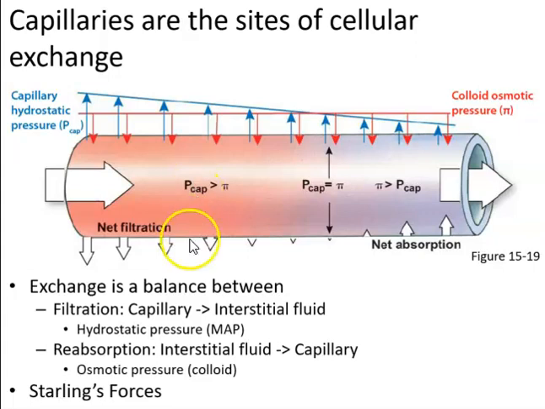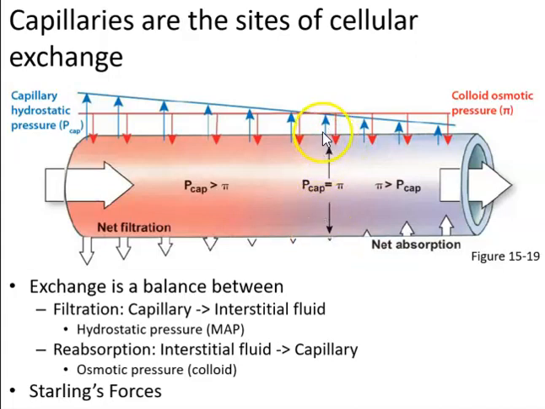interstitium. So on the arterial end, we see that the hydrostatic pressure, the capillary hydrostatic pressure, is greater than the colloid osmotic pressure. And if it is greater than the colloid osmotic pressure, it will encourage net filtration, so fluid out of the capillary.